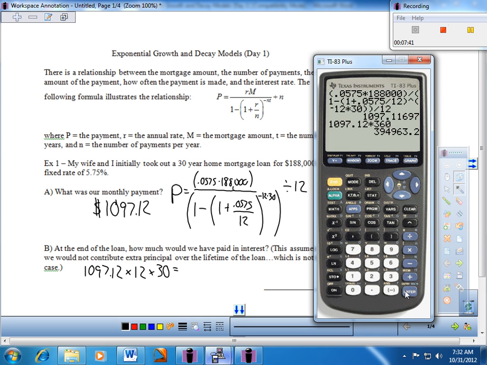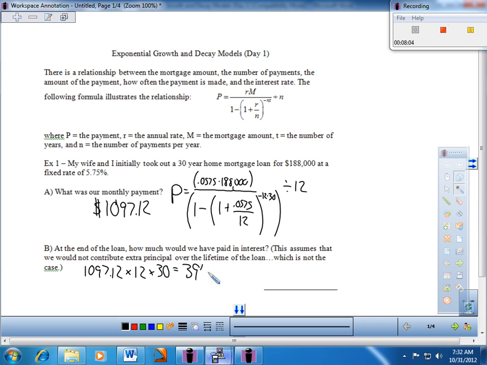So $394,963.20. Let me see if I can get that. 394,963.20. So again, if we just paid that amount every single month for the 30-year period, we would have paid the bank $394,000, almost $395,000, when we really only took out $188,000.